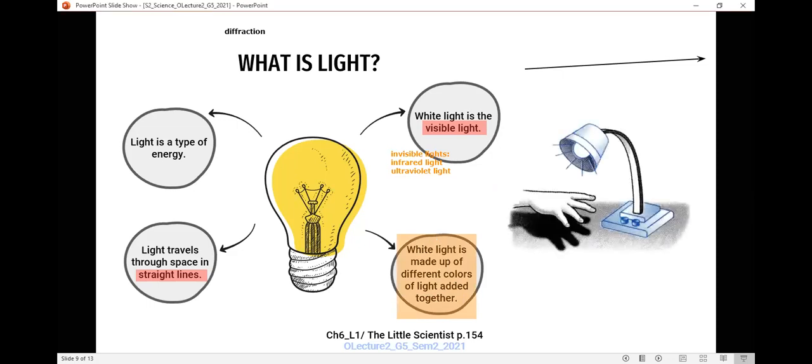How are shadows formed? Here we have an opaque object. We consider it as an opaque object because it blocks the light from a light source. And then we have the shadows. So here I have a light source sending light, but this light is blocked by an opaque object. Then we get a shadow of the opaque object.